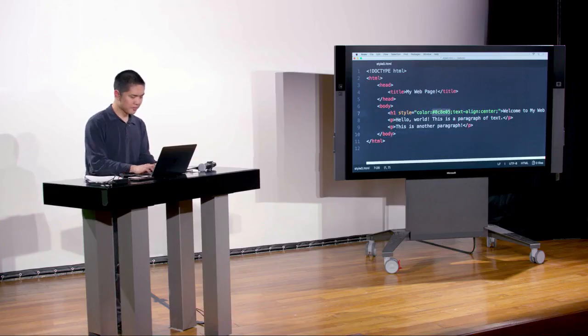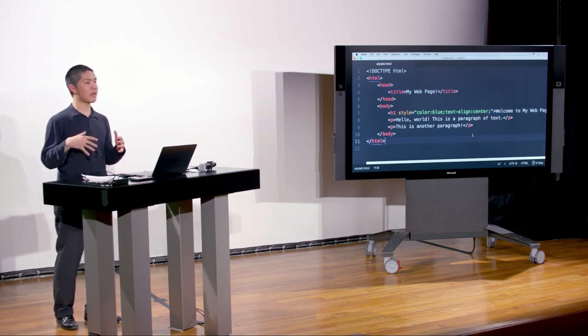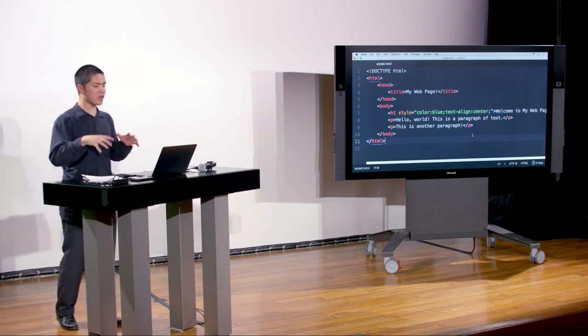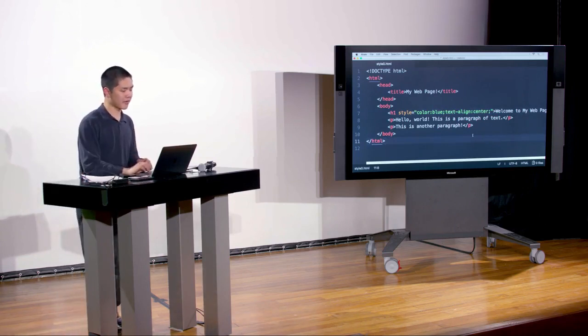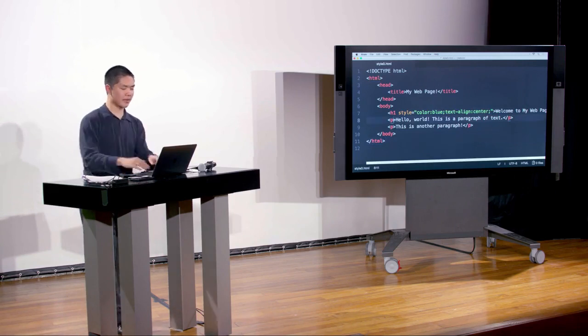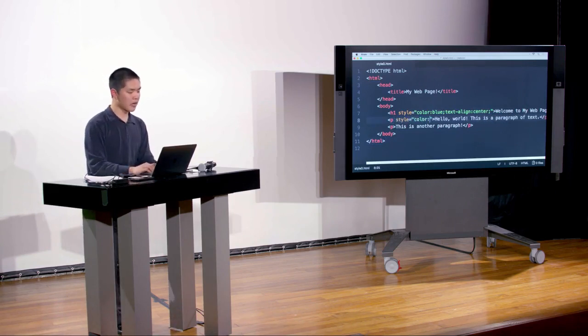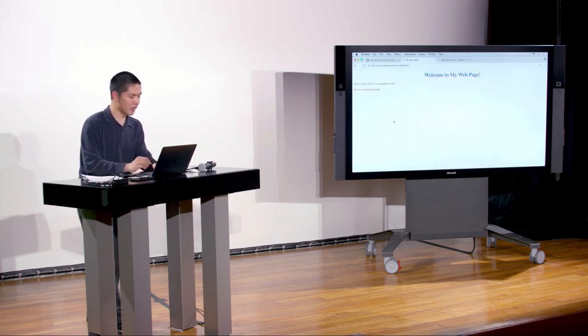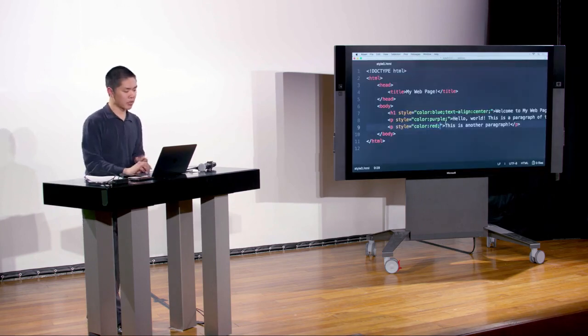OK. As we can imagine, and I'll change this back to blue just for good measure, if we start to add a lot of styling to our HTML web pages, this is going to get cluttered pretty fast, right? I can start to add additional styling here. If I want my paragraph here to be purple, and this paragraph over here to be red, for instance, this will certainly work. I can style things in different colors, and that's going to work just fine.